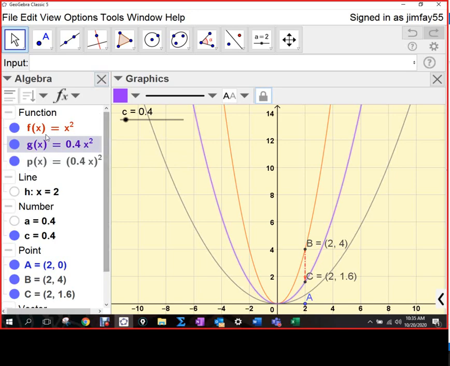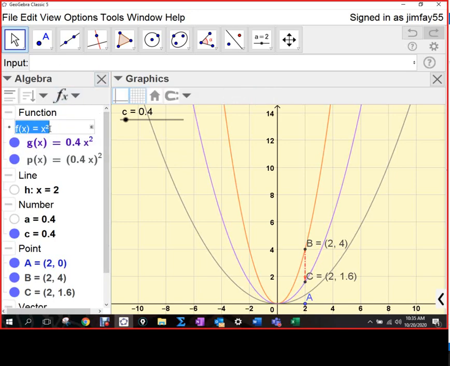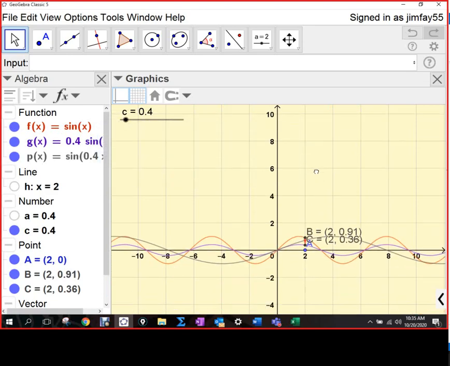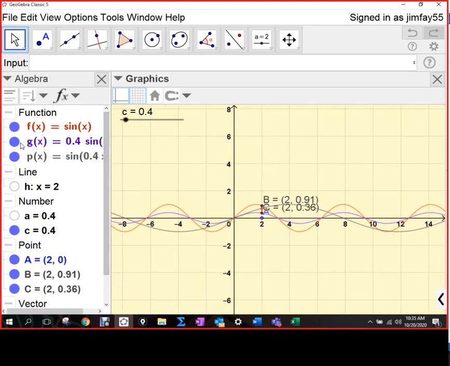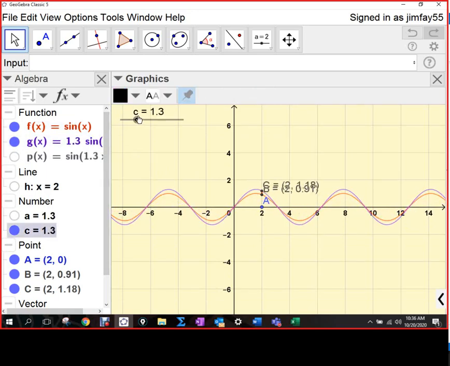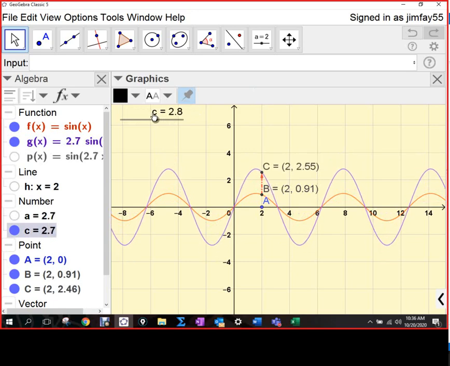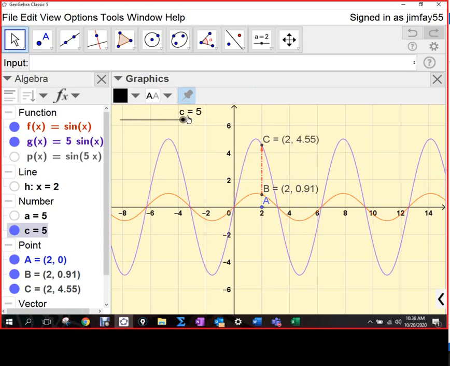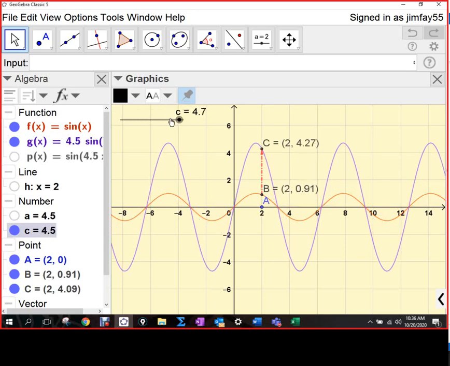It's not going to be until we get to a function like this that we can really see what is happening. So if I look at, let's just look at this purple one and the red one here. So the red one's our parent function, and the orange one. If I take this purple one, can you argue that that is a vertical stretch? Is that very easy to see? That's a vertical stretch. Okay.